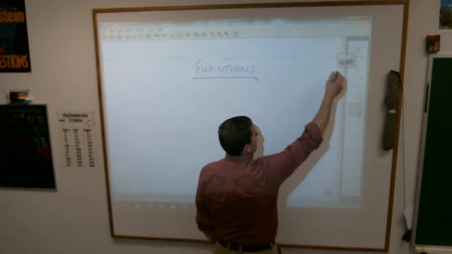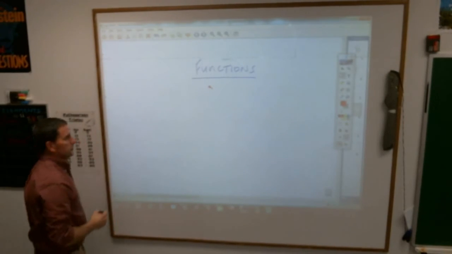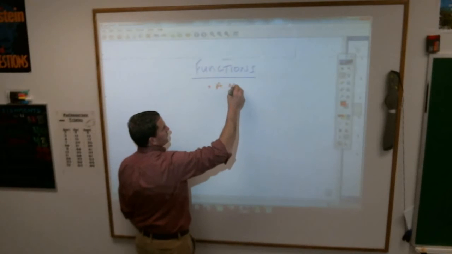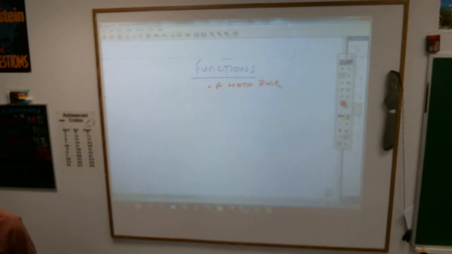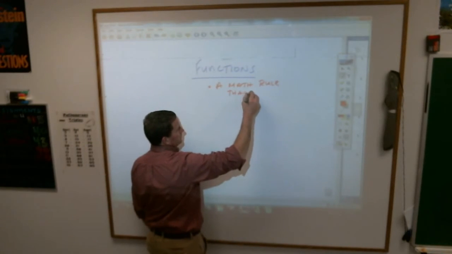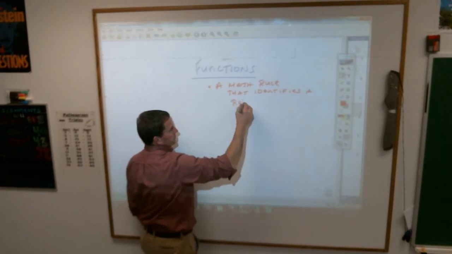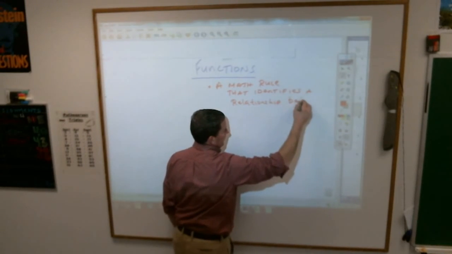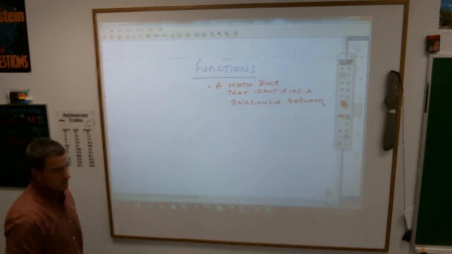Write down this. This is the book definition of a function, and then we'll talk about it. It's a mathematical rule. Just put in math. A math rule that identifies a relationship between numbers. Wow, that's fun. That identifies a relationship. You guys are good with relationships, right? Relationship between two sets of numbers.